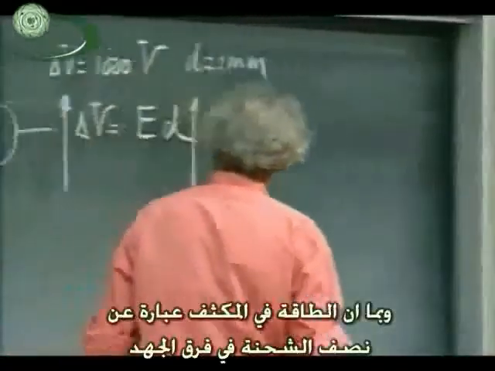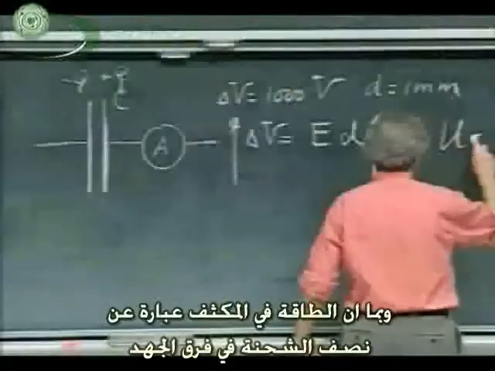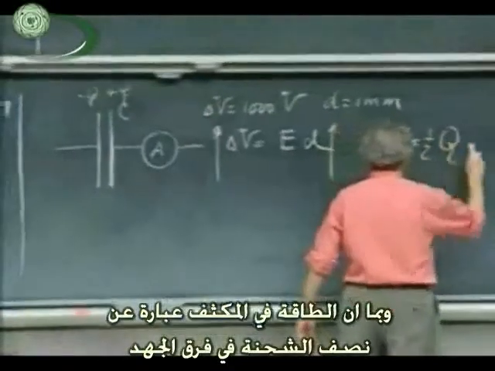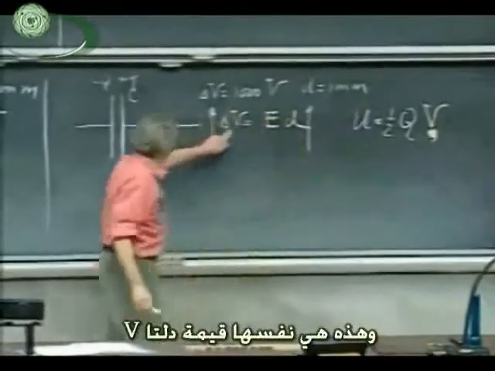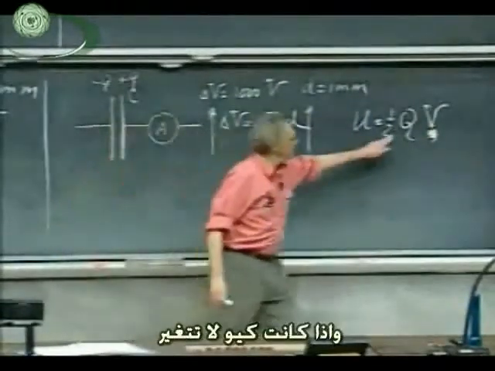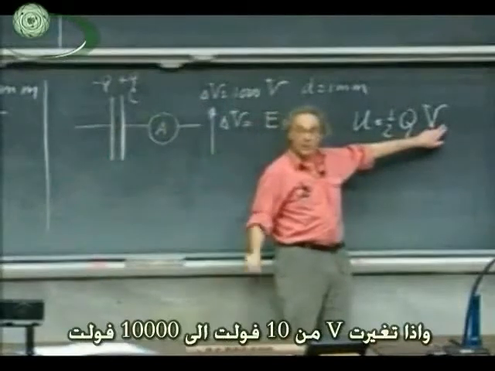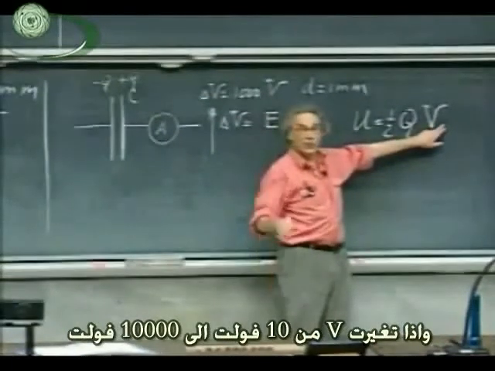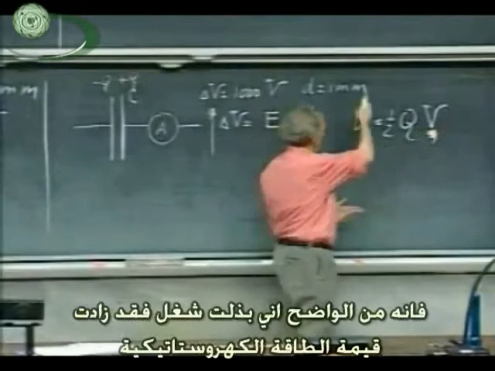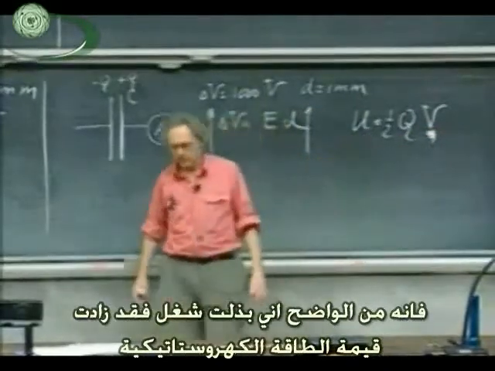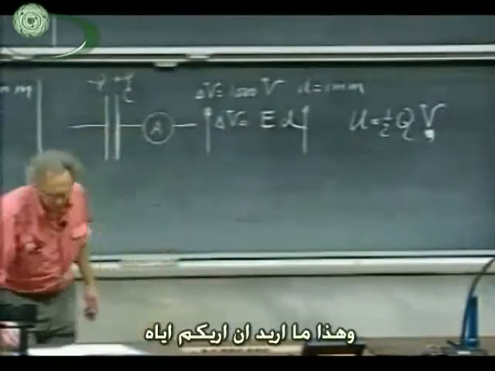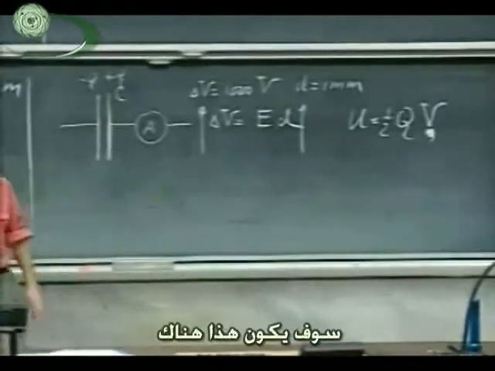But since the energy in the capacitor is 1/2 Q times the potential difference V, this V is the same as this delta V. And if Q is not changing, but I go from V of 1,000 volts to 10,000 volts, it's very clear that I have done work. I have increased the electrostatic potential energy. And this is what I want to show you. We're going to have that there.